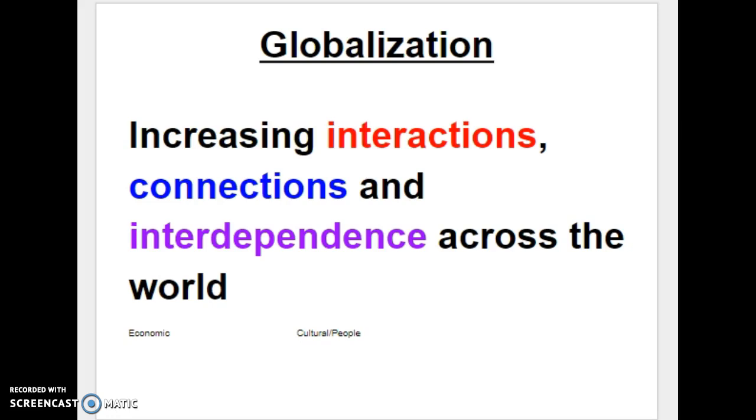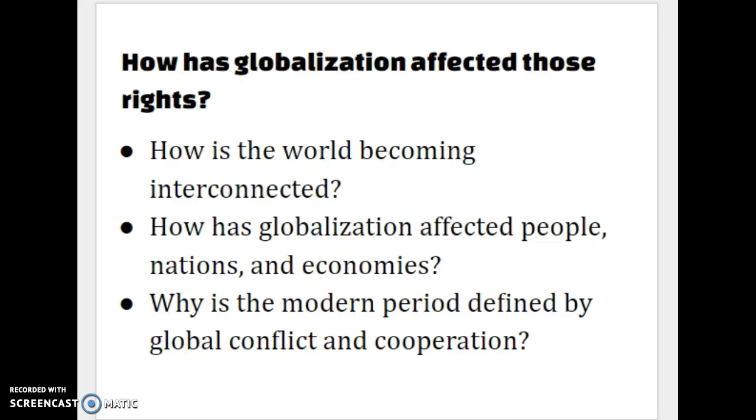But also we could argue that globalization is tying and spreading those ideas. So some of our questions: how is the world becoming interconnected? How does globalization affect people, or people's rights, or different countries and economies? And then, why this modern period? Remember, I keep referring to the period that we're going to study together in class as modern world history, roughly about the 1700s up to the 1980s. How is the modern period defined by global conflict and cooperation?